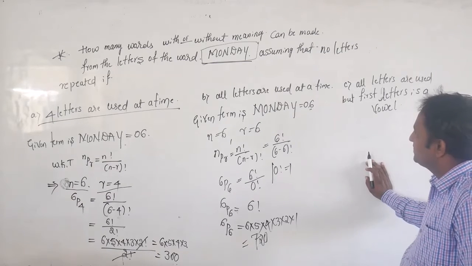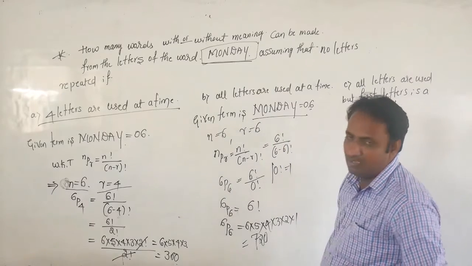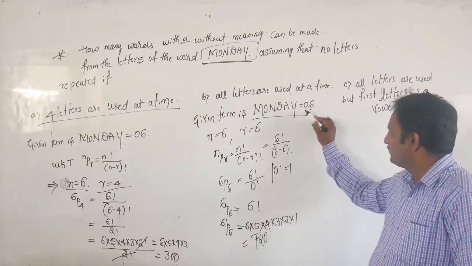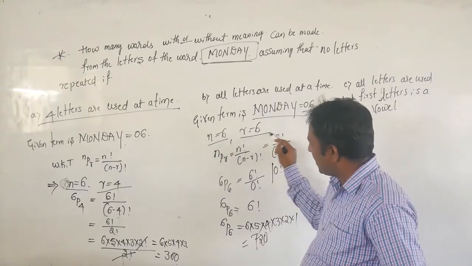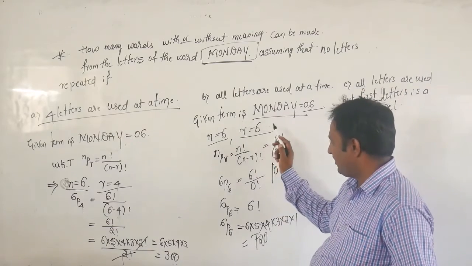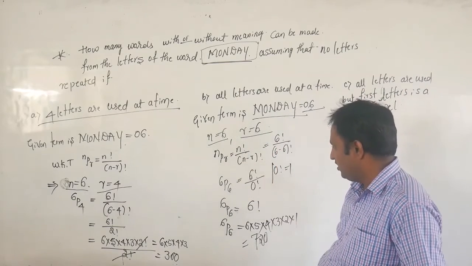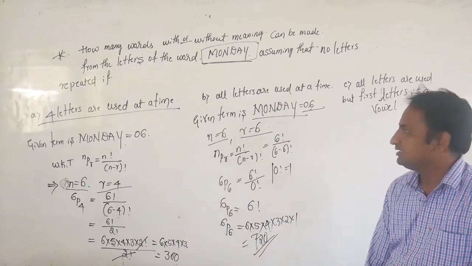Here, all letters are used at a time. The given word is Monday, consisting of 6 letters. The n value is 6 as well as the r value is 6. Substituting the n and r values in the nPr formula, we get 720 as our answer.